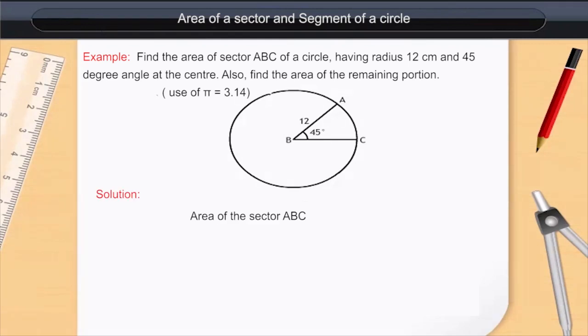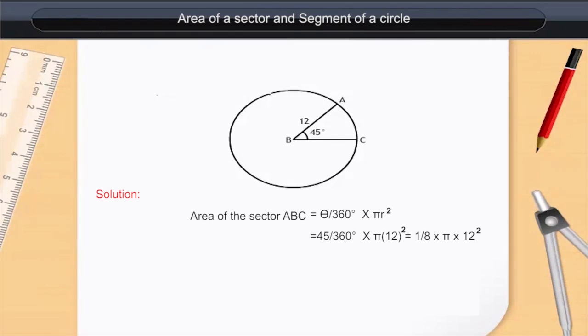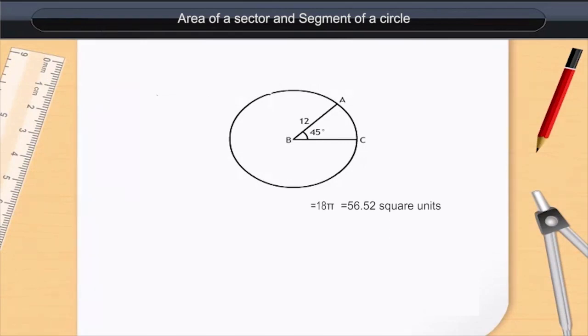Solution: area of the sector ABC is equal to theta upon 360 degree into pi r square, is equal to 45 upon 360 into pi into 12 whole square, is equal to 1 upon 8 into pi into 12 square, is equal to 18 pi, is equal to 56.52.